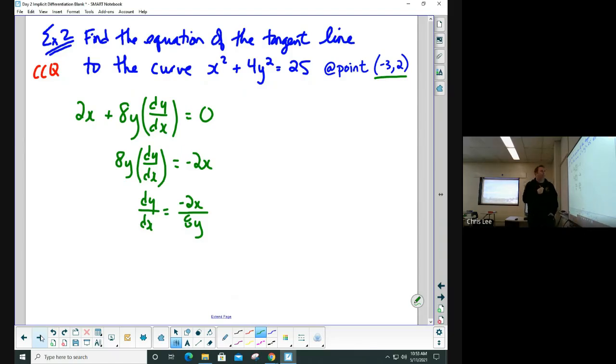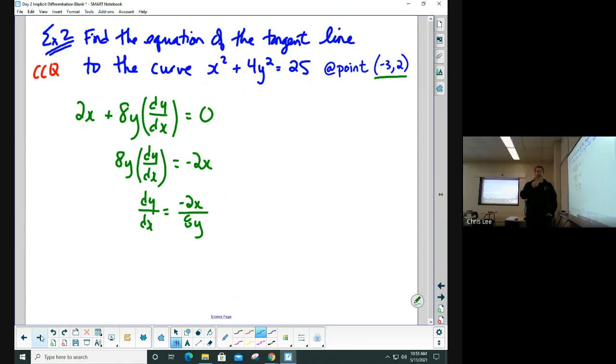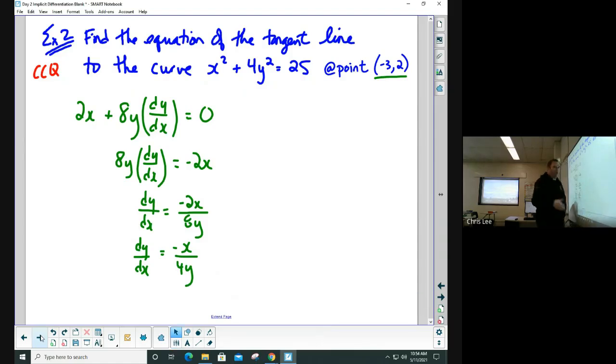Question, Kelsey? Can't you simplify that? Yes. And you guys are doing a better job of catching these simplifications. Thank you. Good. So that'll make our life a little bit easier. But now we're going to sub in the point. Normally we would just sub in an x, but here my equation has x and y, so I'm going to need both of them to sub in.